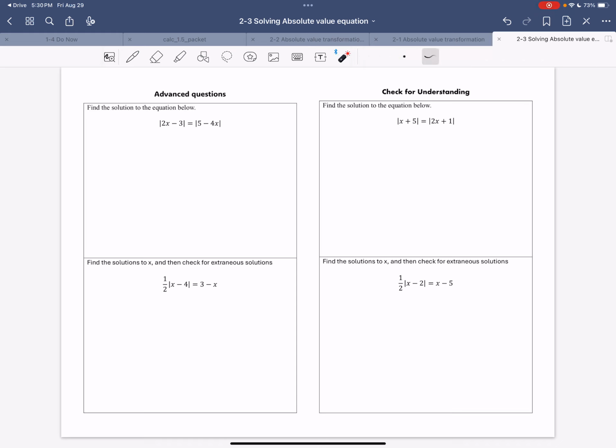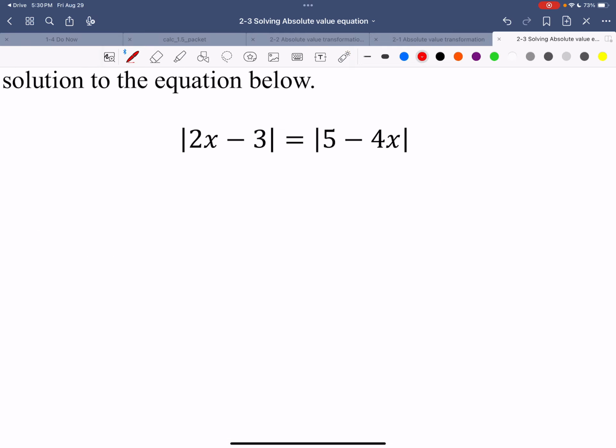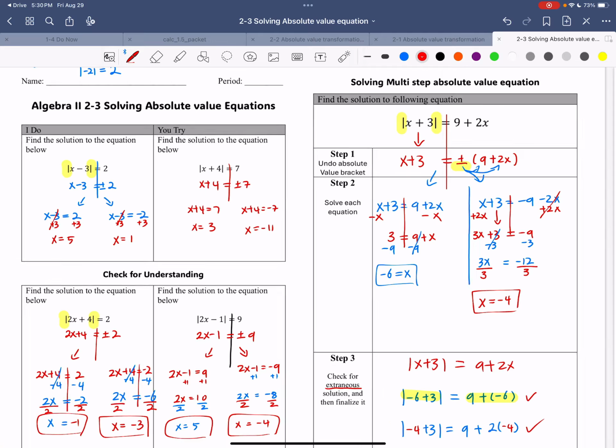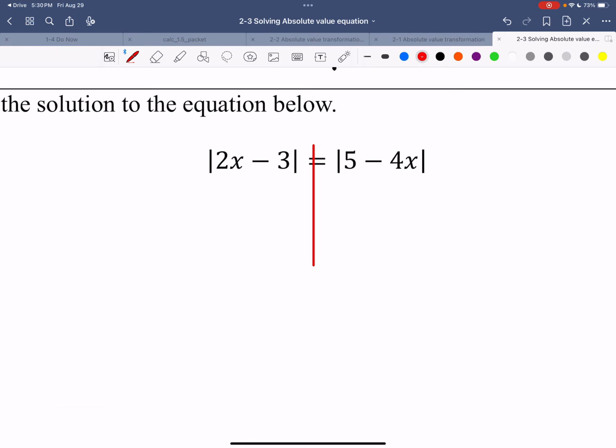So here, I'm going to do this question, and you're going to do this one by yourself. Okay? Here, now you have absolute value on both sides. Does it really matter? No. Well, you actually have to do what we did here, but instead of twice, you have to do it 4 times. But 2 of them will end up the same. So in reality, you only have to do one side.